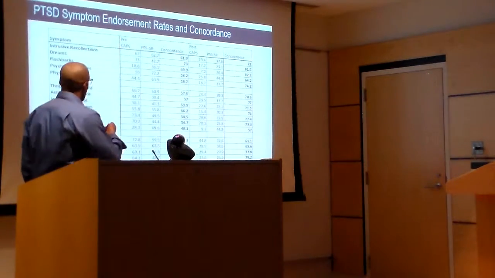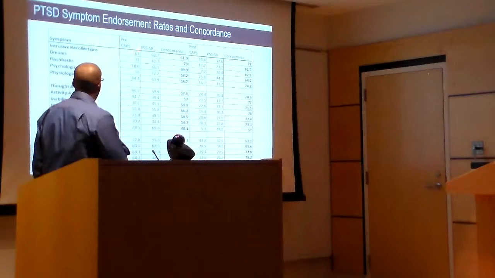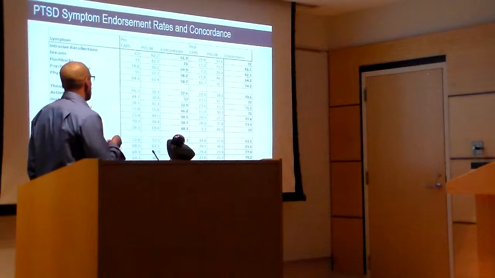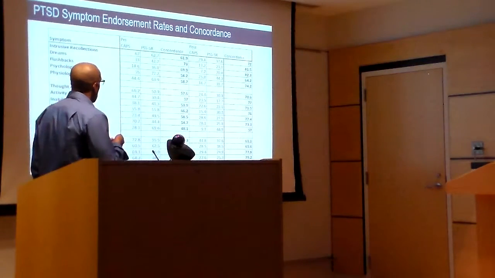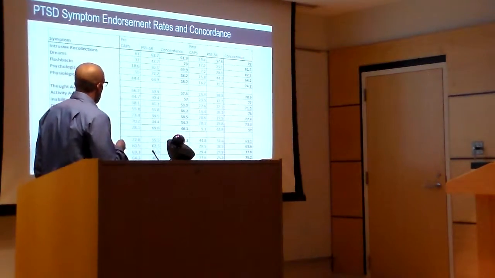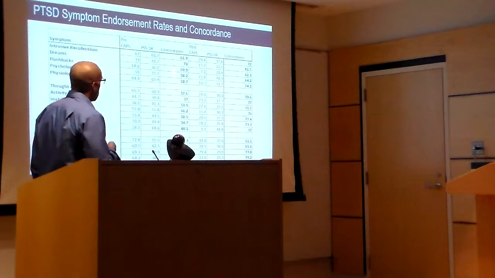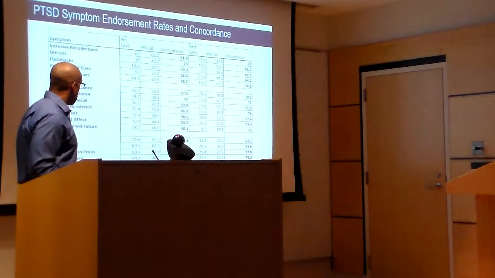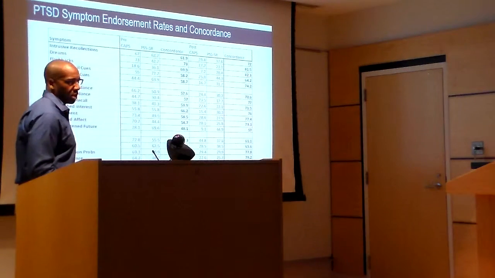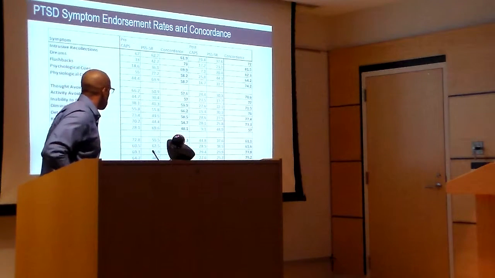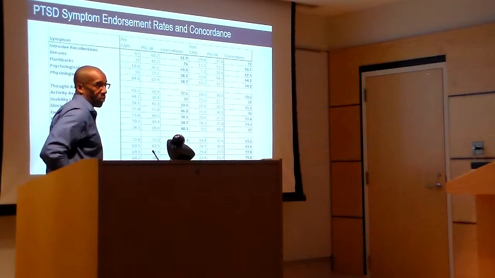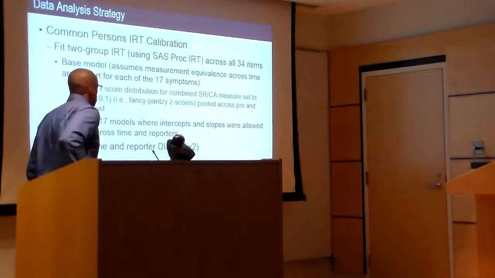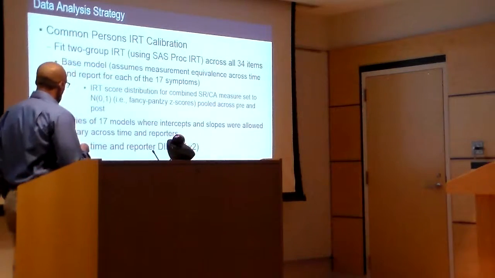So here are the symptom endorsement rates, with particular attention to the concordance. It goes up by post, so there's more agreement, but again, still insufficient concordance to conclude that patients and clinicians agree. And typically what you see is the patient endorsing an item in self-report that the clinician says they don't have. That's the more typical direction of the discordance.